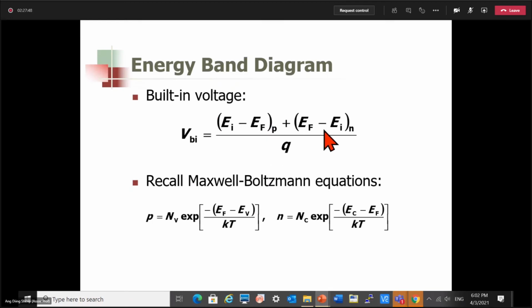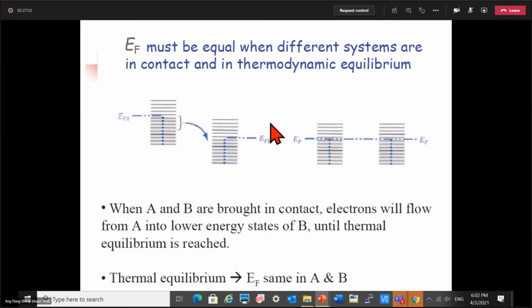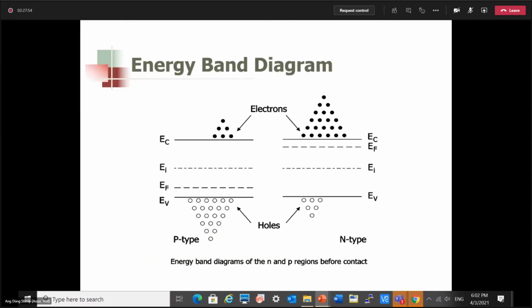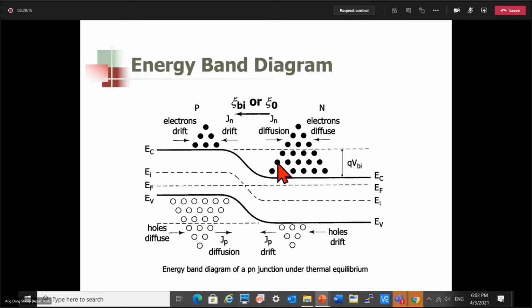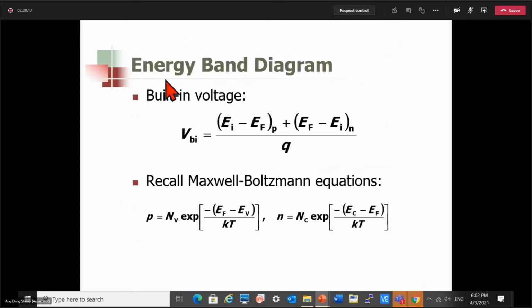So let's understand the two terms here. What is EI minus EF on the P side? If you go back to this diagram, EI minus EF on the P side gives you this energy difference. I add this to the EF minus EI on the N side, which is this energy difference here. Adding these two gives me the initial difference between the two Fermi levels. That will give me the built-in voltage itself.